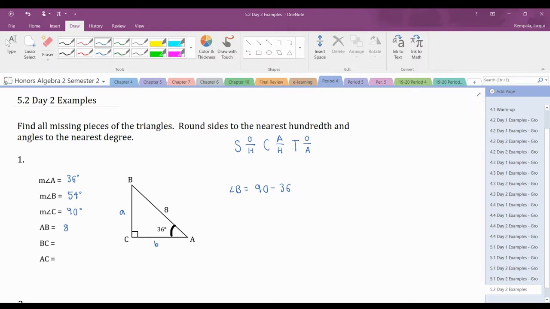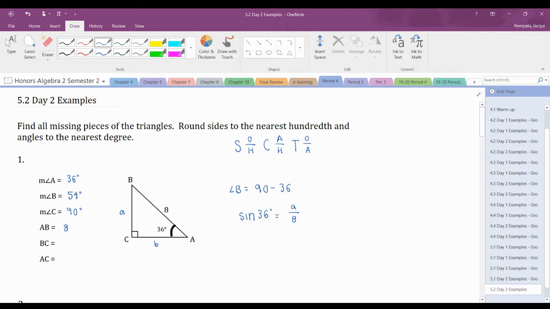Okay, I'm going to just use the angle that's already given to us in the picture, which is a 36-degree angle. If I'm thinking SOHCAHTOA, A is across, so it's opposite. 8 is the hypotenuse because it's across from the right angle. So opposite and hypotenuse, I'm going to use sine in order to find side A. So sine of 36 degrees is going to equal A over 8.